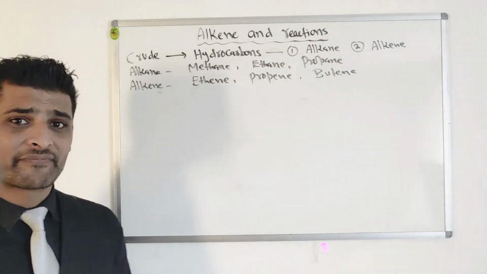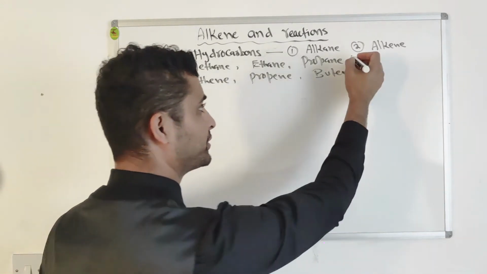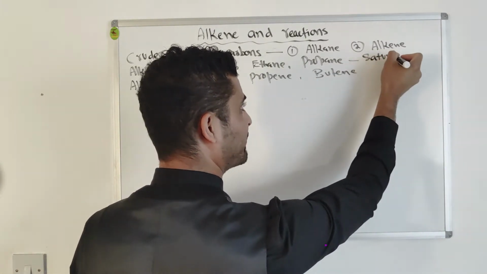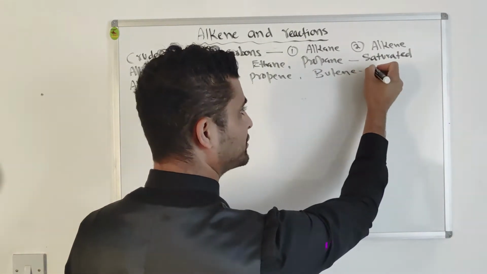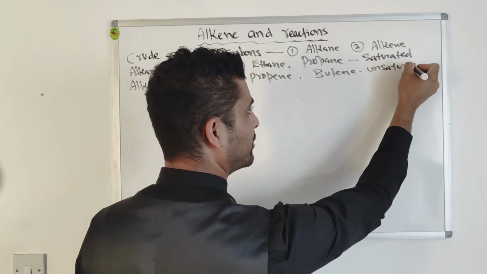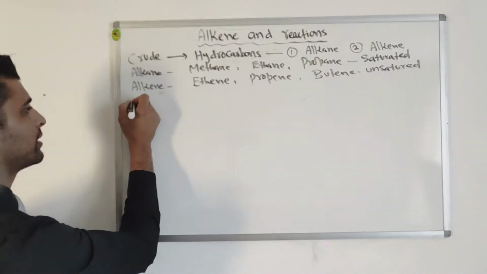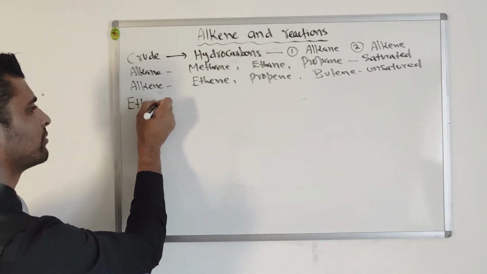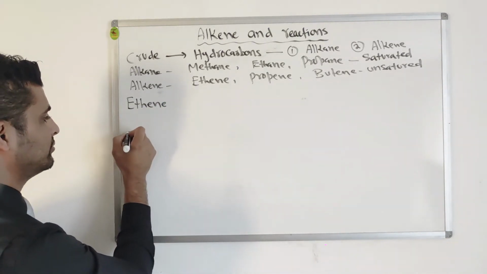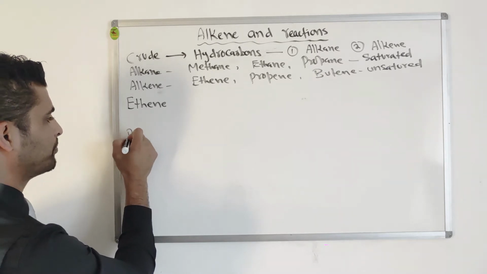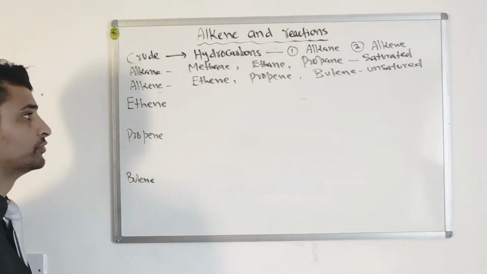Now if you remember, I have told you that some of these hydrocarbons are saturated. So alkanes are saturated because they have only carbon to carbon single bonds, and alkenes are actually unsaturated because they have a carbon to carbon double bond. It can be one or two. Now alkenes, I can write it down: ethene, before it was ethane. That's why this is called an alkene. Ethene, and then you have propene, and then you have butene. So we're just going to do these three.